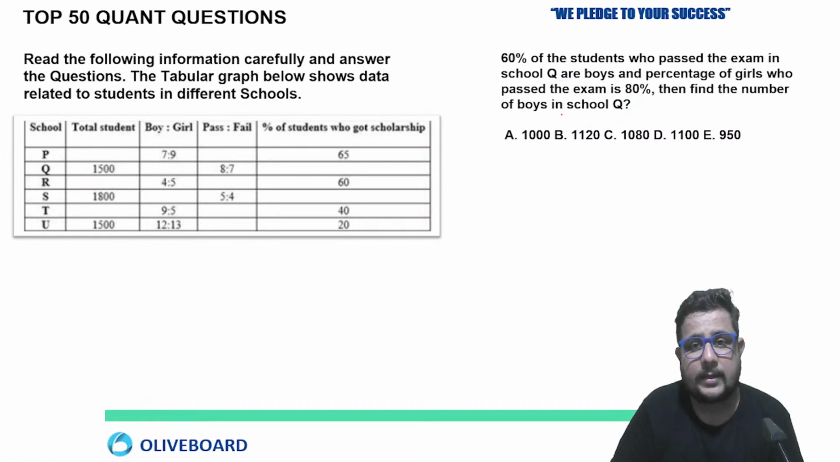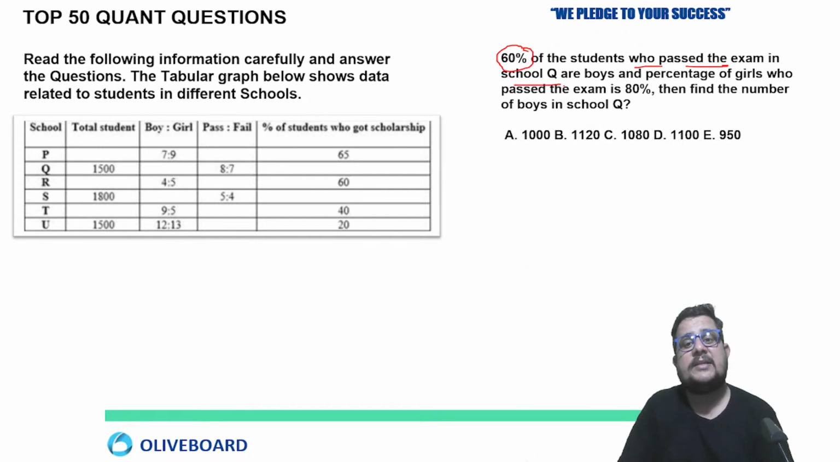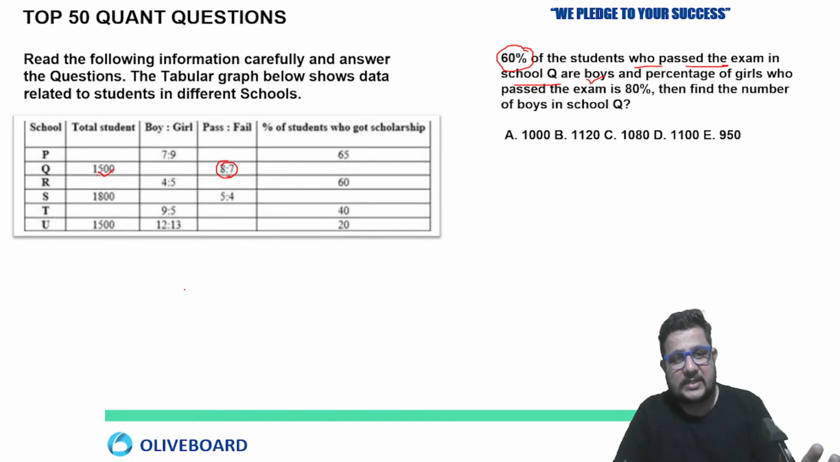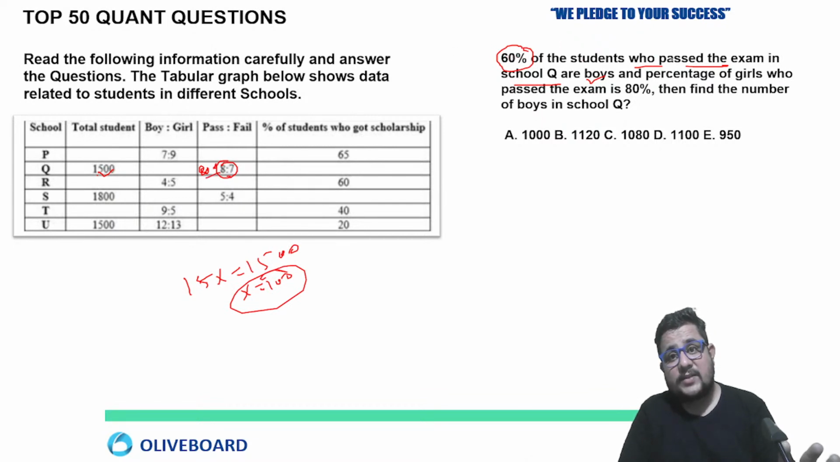Just removing again. 60% of the students who pass the exam in school Q are boys. Okay. So pass to fail ratio is given. So out of the total students 1500, 15x, pass plus fail, 15x equal to 1500. So x is equal to 100. So it will become what? 800. Now out of 800, 60% of the students who pass the exam in school Q are boys.